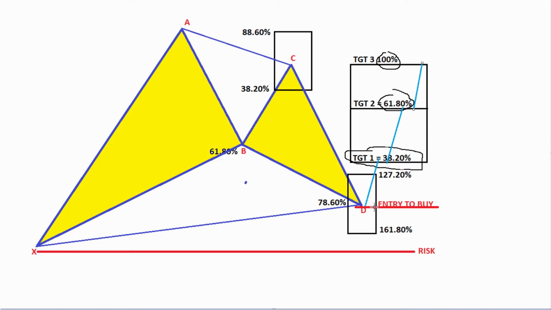For instance, if the market you bought here and the market went to 38%, you could bring your risk to here. If the market went to 618, you could bring your risk to here. You see, it's up to you at that point, but if you have multiple lots, you can scale out on the way up.